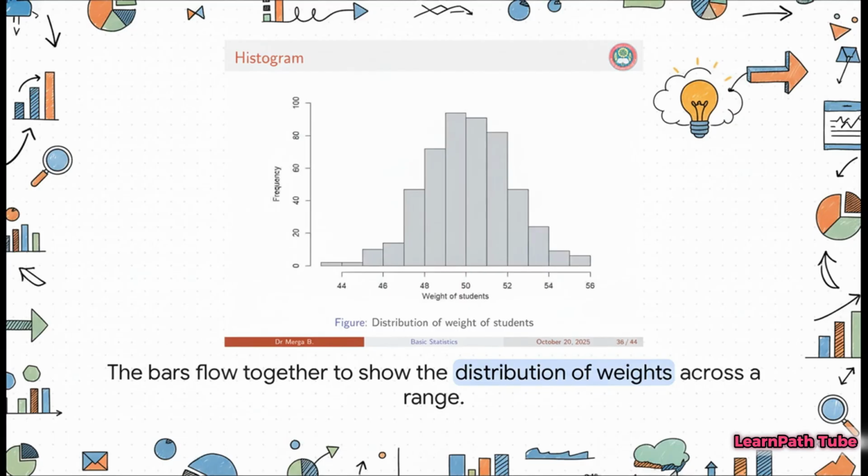See the difference? Here, all the bars are snuggled up right next to each other. No gaps. And that's because weight is a continuous scale. This chart isn't comparing separate things. It's showing us how the student weights are all clustered together and spread out across that range.